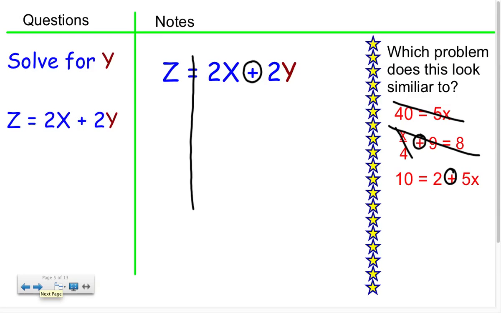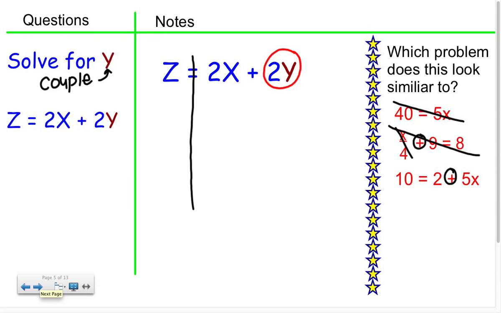Here is the important part about this problem. You have to figure out who your couple is. And your couple is always whatever you're solving for. So if you're solving for y, that's who your couple is. So my couple, I'm going to erase the circle around my plus sign so we don't get that mixed up. My couple is 2y. We have to get rid of our third wheel, which is the 2x.